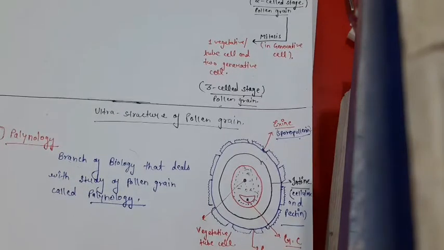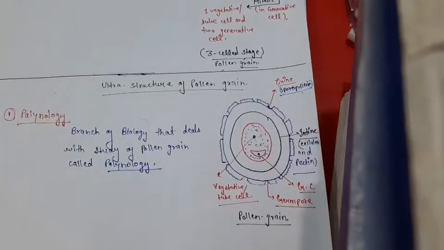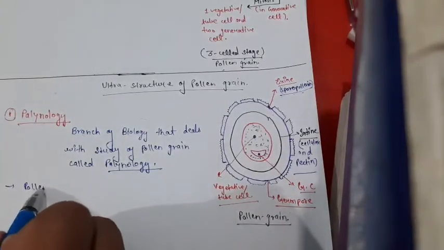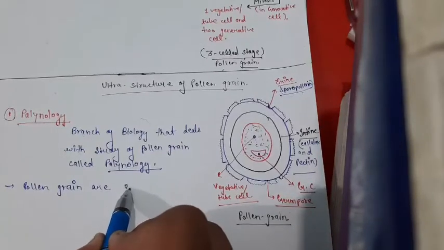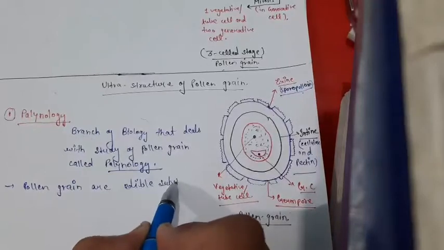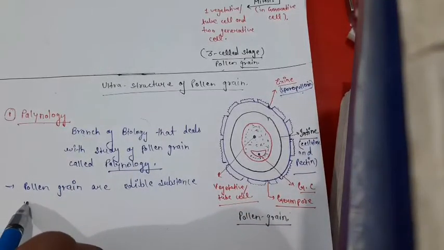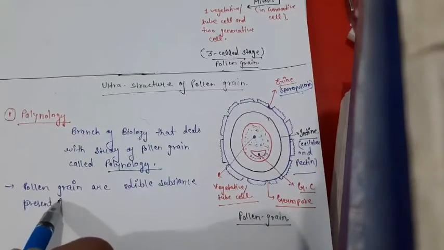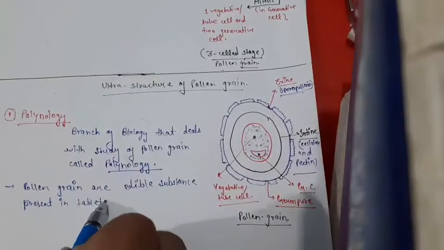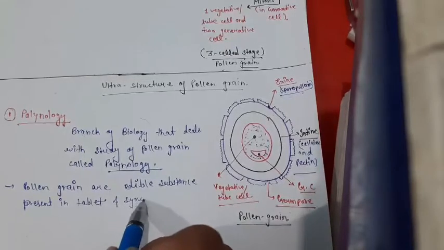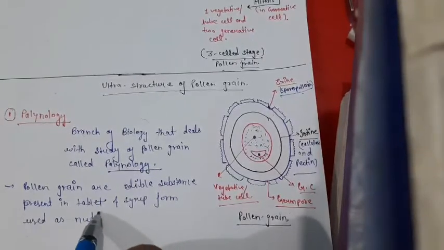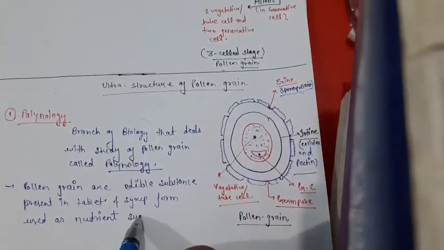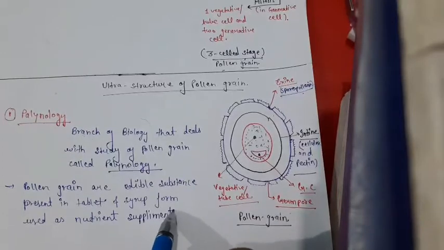Also, now friends, we will discuss that pollen grains are edible substances present in tablet and syrup form, used as a nutrient supplement. Okay friends.